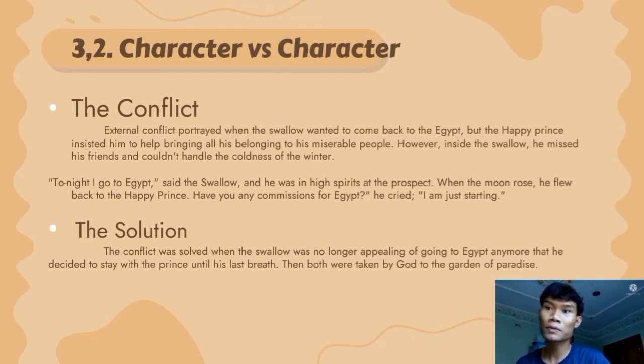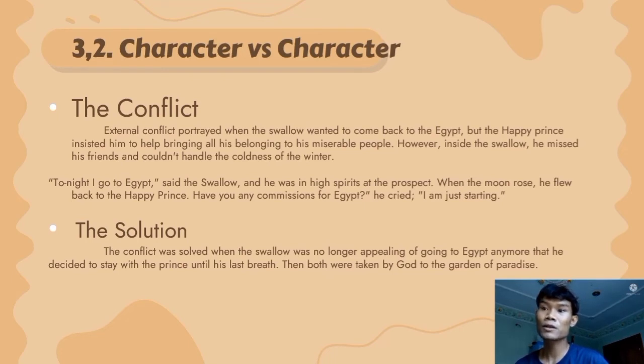This external conflict portrays when the swallow wanted to go back to Egypt, but the Happy Prince insisted that he bring all his belongings to his miserable people. However, inside, the swallow missed all his friends and couldn't handle the coldness of the winter. "Tonight I go to Egypt," the swallow said, and he was in high spirits at the prospect. When the moon rose, he flew back to the Happy Prince, and the Happy Prince asked, "Have you any commission for Egypt?" Then the swallow started to cry.